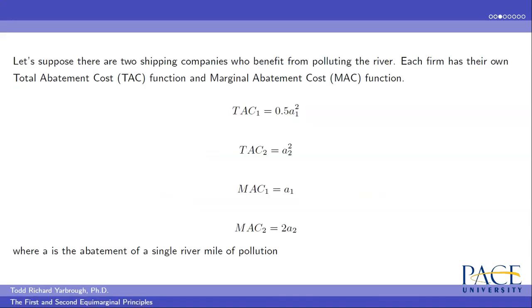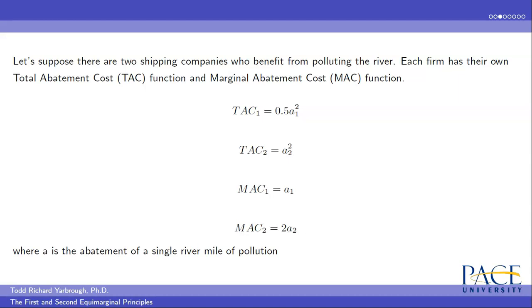So here we have the total abatement cost functions for the two firms, and here we have the marginal abatement cost functions for the two firms. Again, these marginal abatement cost functions come from the total abatement cost functions. They're simply the first derivatives of them. Again, you don't need to know that necessarily, but I think it does help to see that everything here is very straightforward, right? We get our marginal functions from our total functions here, just like we did with respect to total benefit and total damage in the previous example.